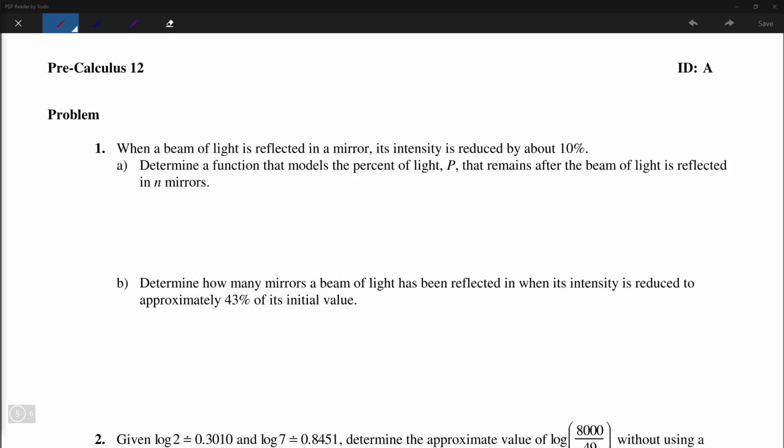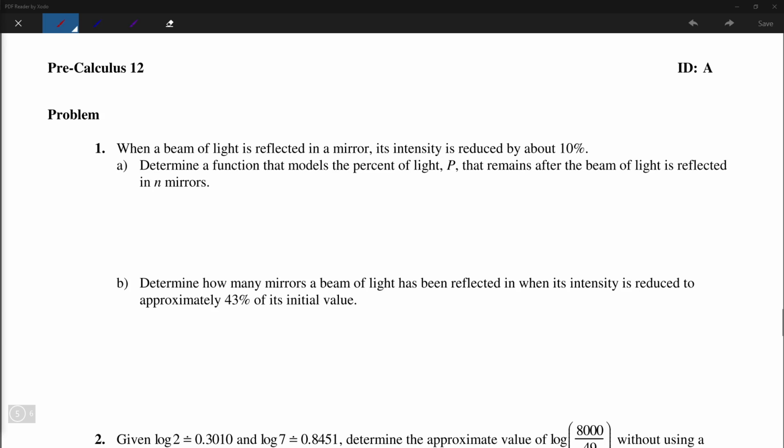Hello everyone. So today we're going to go over the last part of the Unit 10 practice test, the problems part. So here we have problem number 1. A beam of light is reflected in a mirror. Its intensity is reduced by about 10%.